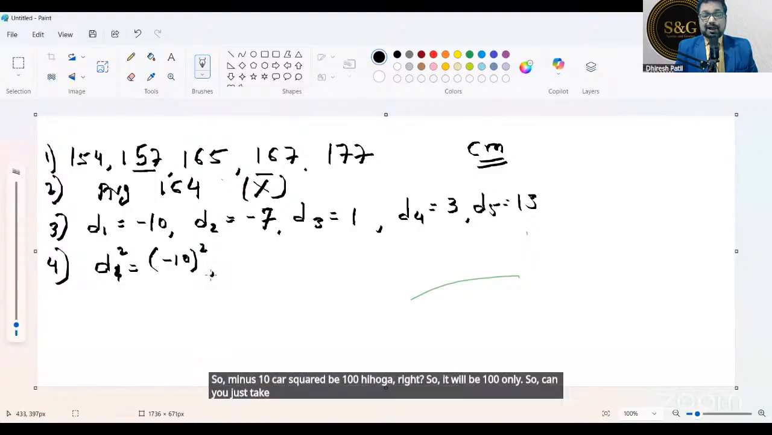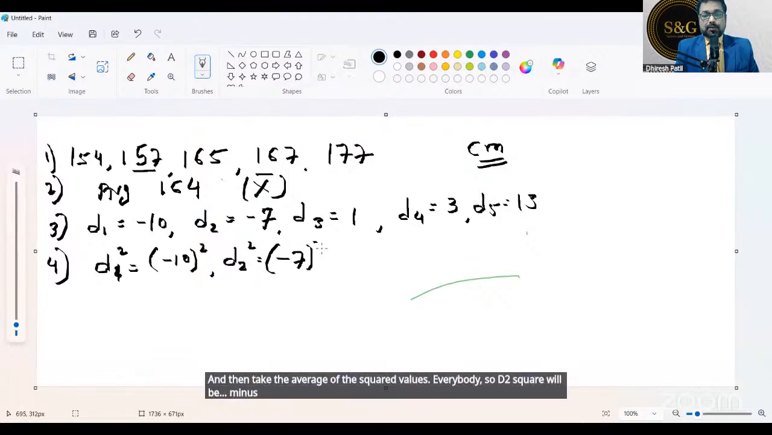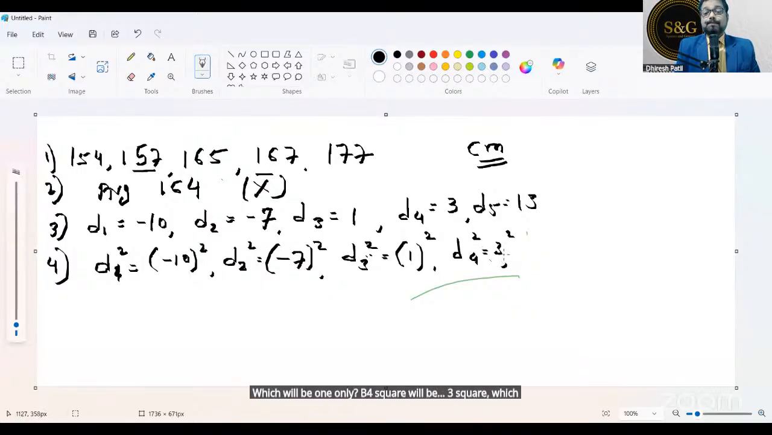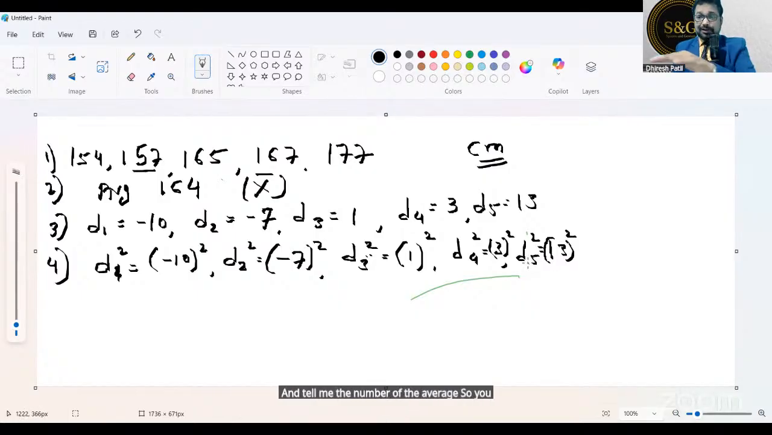So can you just take the squared value and then take the average of the squared values, everybody? So d2 square will be minus 7 square, which will be 49. Okay. d3 square is equal to 1 square, which will be 1 only. d4 square will be 3 square, which will be 9. And d5 square will be 13 square, which will be, yeah. So now you add them up and you take the average of it. Can you just do that quickly? And tell me the number of the average. So you add all the squares divided by 5.